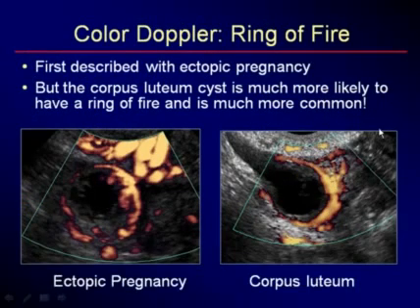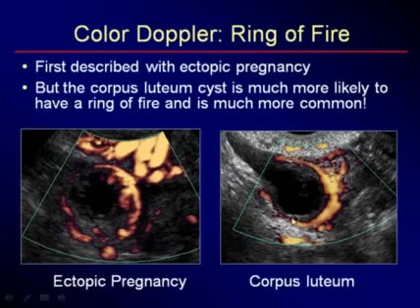I want to make a couple of comments on Ring of Fire because that's another big pitfall. Ring of Fire was first described with ectopic pregnancy and has sort of stuck in our minds as a sign of ectopic pregnancy. Well, yes, it could be a sign of ectopic pregnancy, but much more commonly it is a sign of a corpus luteum. The corpus luteum cyst is much more likely to have a ring of fire, and it is much, much more common than the ectopic pregnancy.